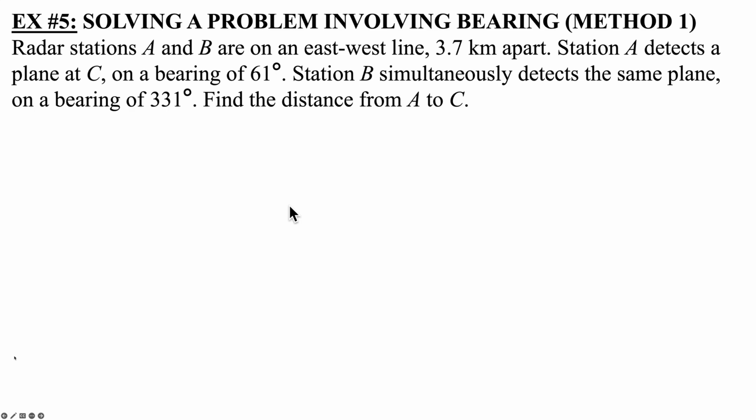Solving problems involving bearings. Okay, we have radar stations. A and B are on an east-west line, the horizontal line, 3.7 kilometers apart. Station A detects a plane at C on a bearing of 61 degrees. So imagine here's a north line, 61 degrees here. So I'm guessing point A is here on the left. Station B simultaneously detects the same plane at a bearing of 331 degrees. Okay, it's looking like this.